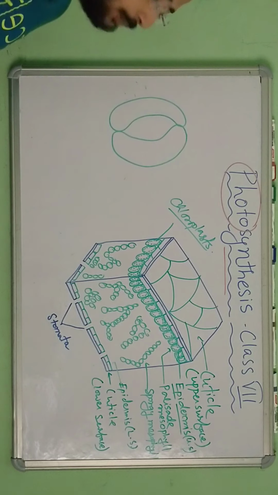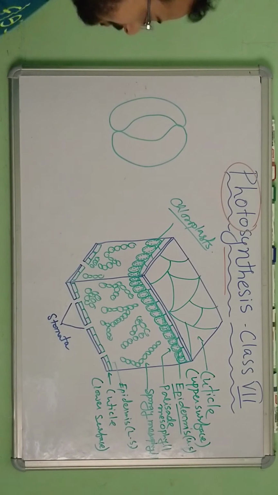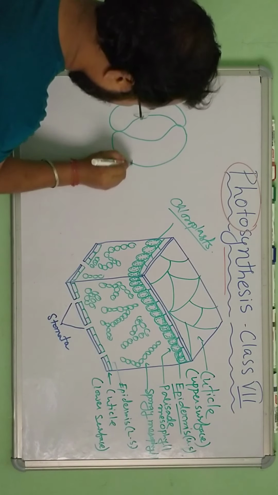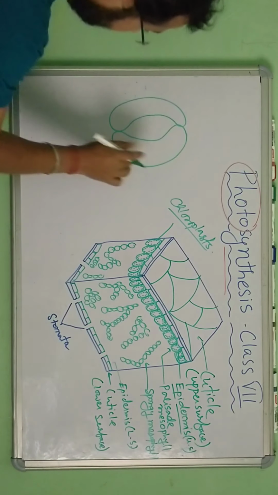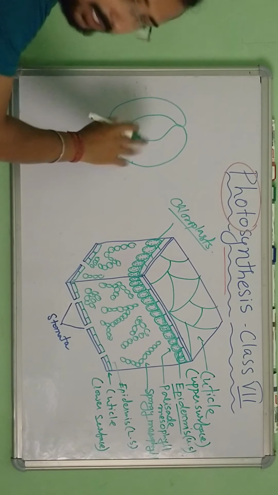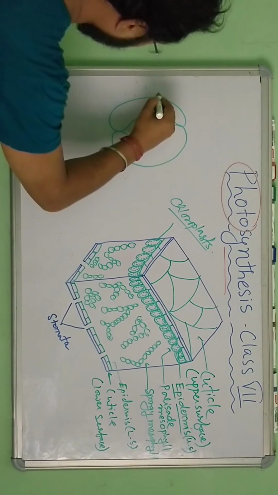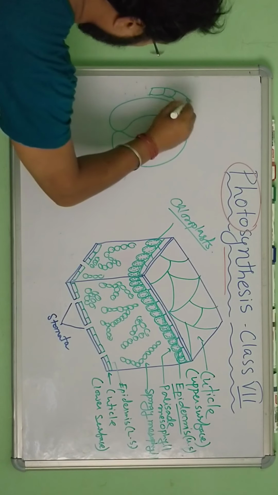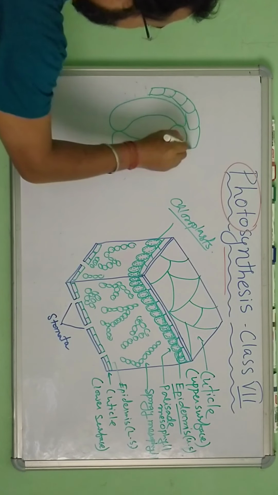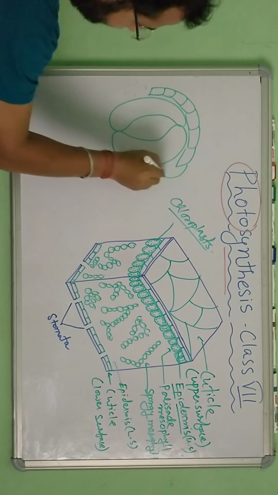These are the two bean-shaped cells. Okay, so let's label it. Before labeling it, there are some more cells here. So these are the guard cells, I'll be labeling this. And around the guard cells, there is the epidermis layering.